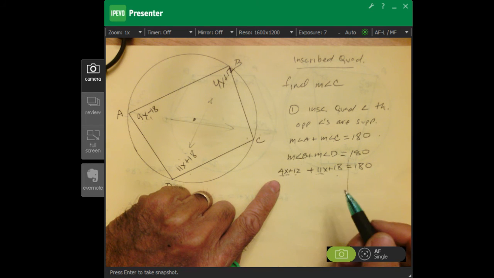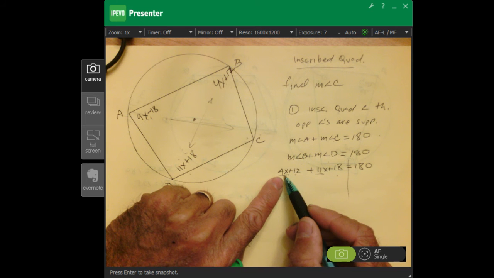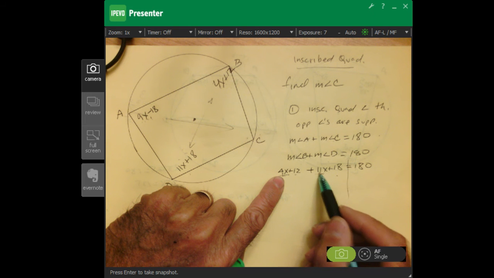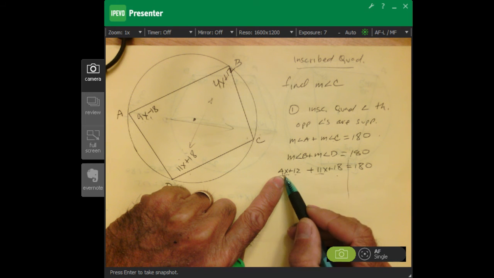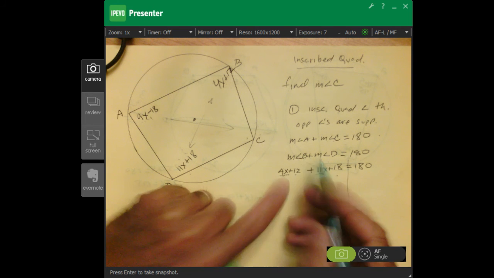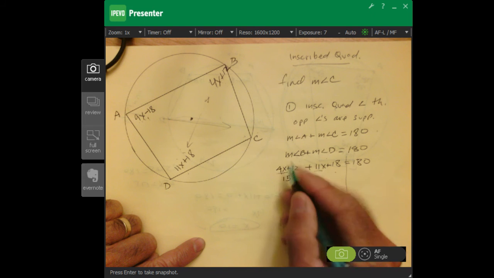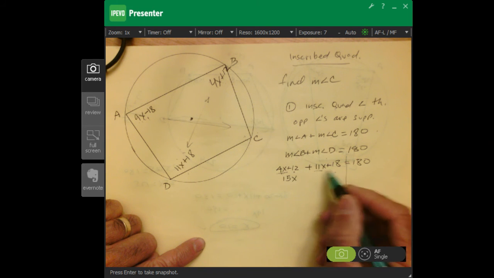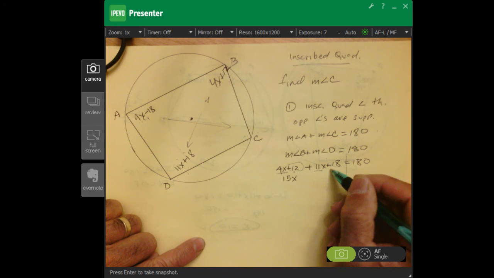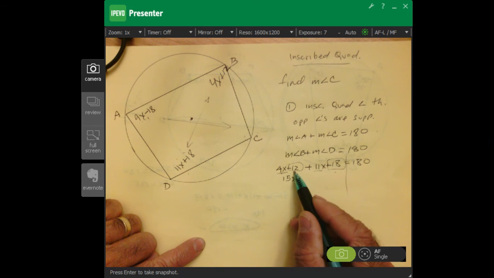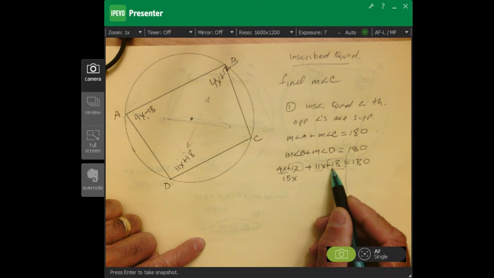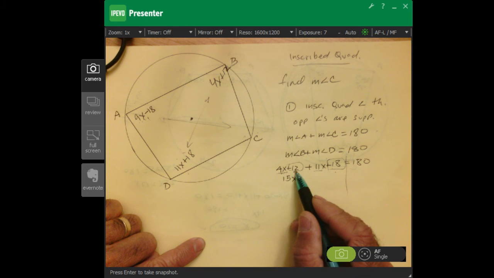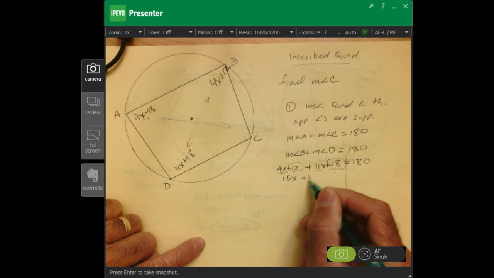Like terms are what we can put together. If we have 4 times x and 11 times x, we have 4x's and 11x's. How many x's do we have all together? Well, 4 plus 11, we have 15x. Then we have positive 12 and positive 18. These are the like terms. When we combine these, 12 plus 18 gives us 30.